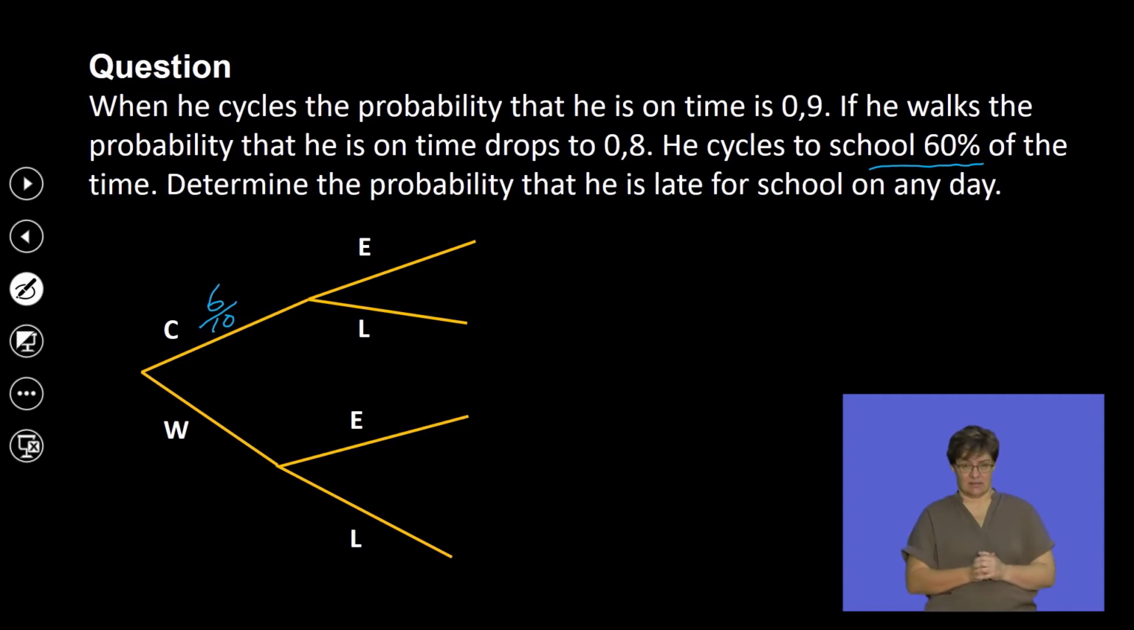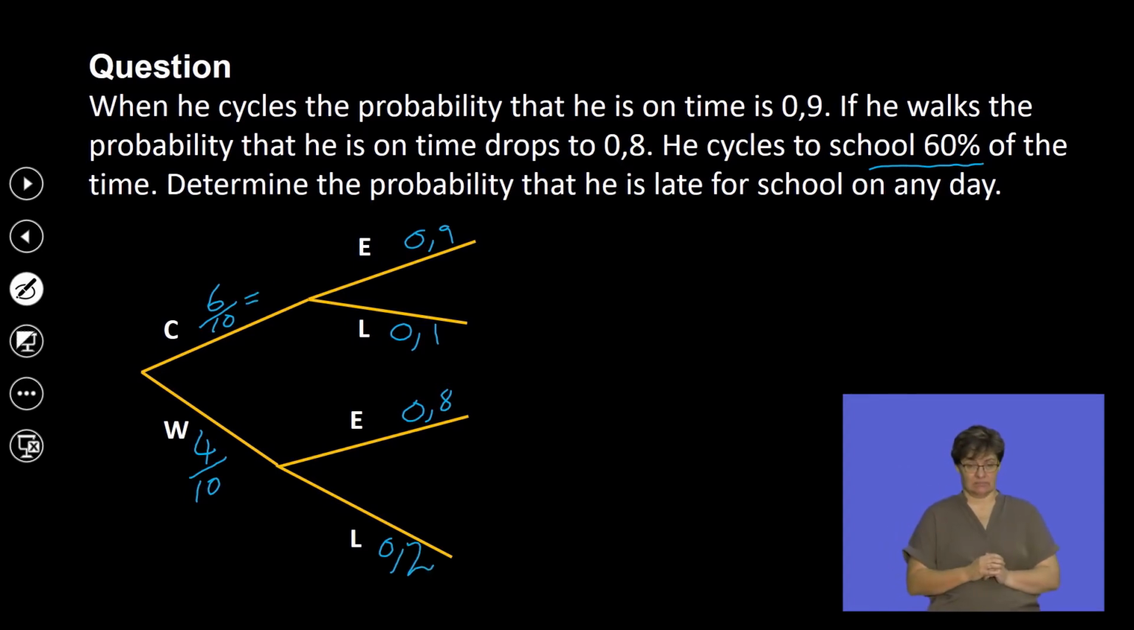And that means that he's going to walk 4 out of 10 times. We recognize that he is on time, so he's early, 90% of the time, or 0.9 when he cycles. So when he cycles, he's early 90% of the time. So we're going to say the early choice here is 90%, and the late is going to be 0.1. We recognize that when he walks, this early drops to 0.8, and the late then must increase to 0.2.